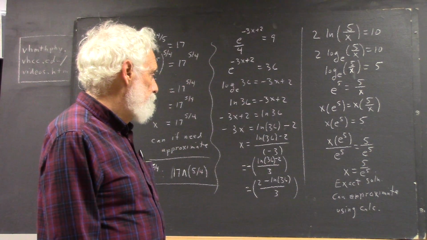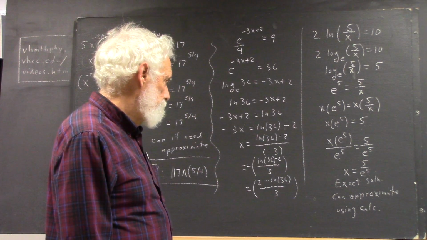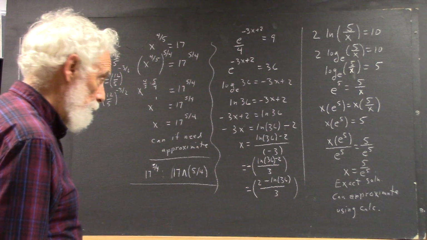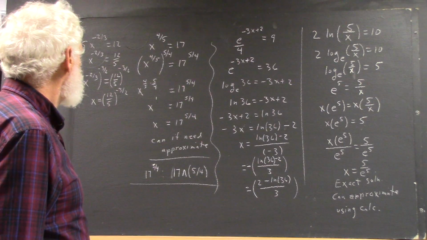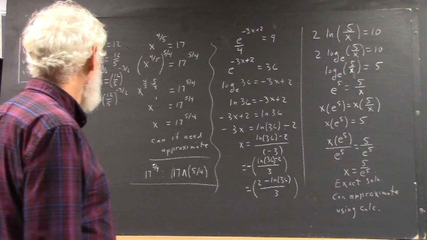I would probably penalize this form just a little bit. Either of these forms I would probably accept. Okay. Those are the 4 equations that we looked at.